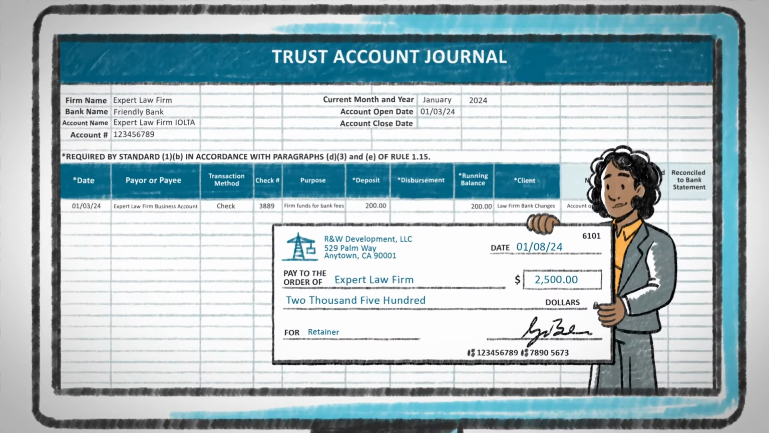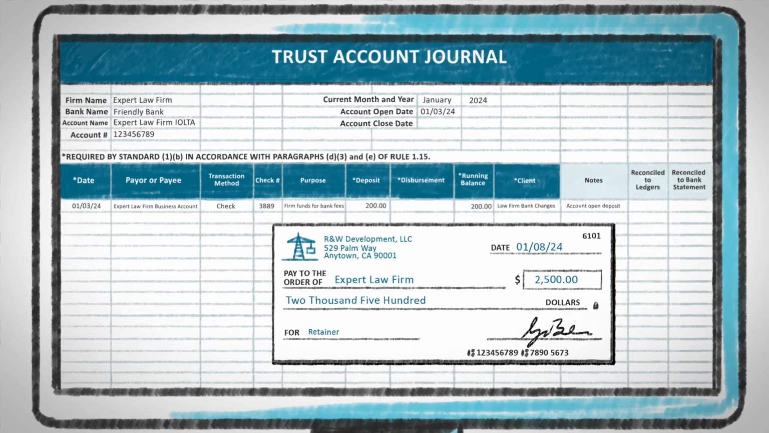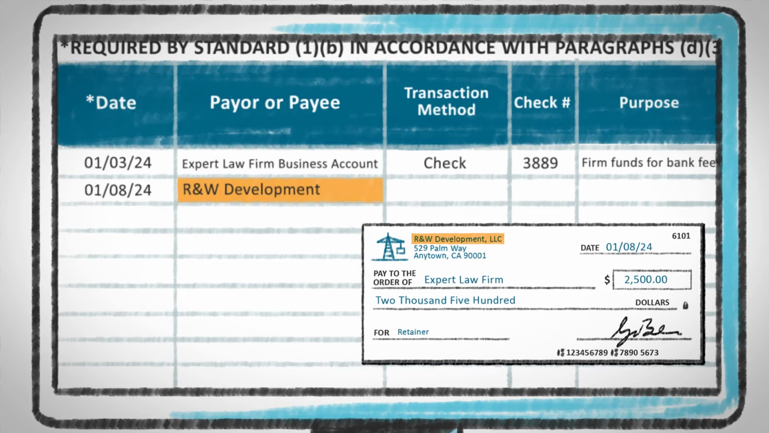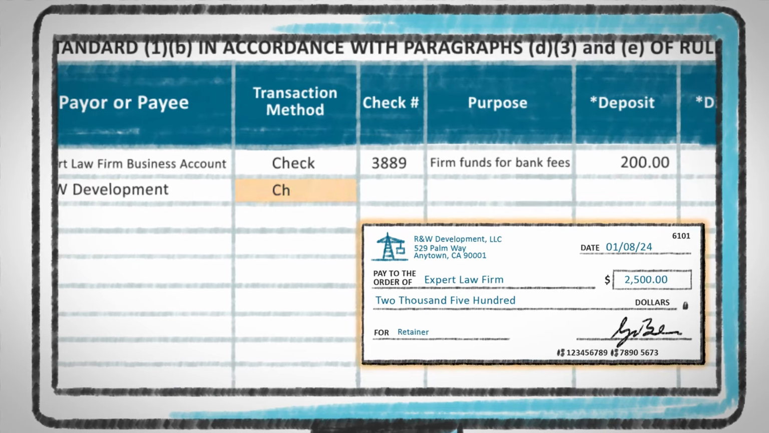Let's add a new transaction. You received a check from R&W Development as an advance fee payment. Let's record when the deposit took place, which is the day it was deposited, and may not be the same as the date on the check. Next, let's record who the check is from. How did the transaction occur?